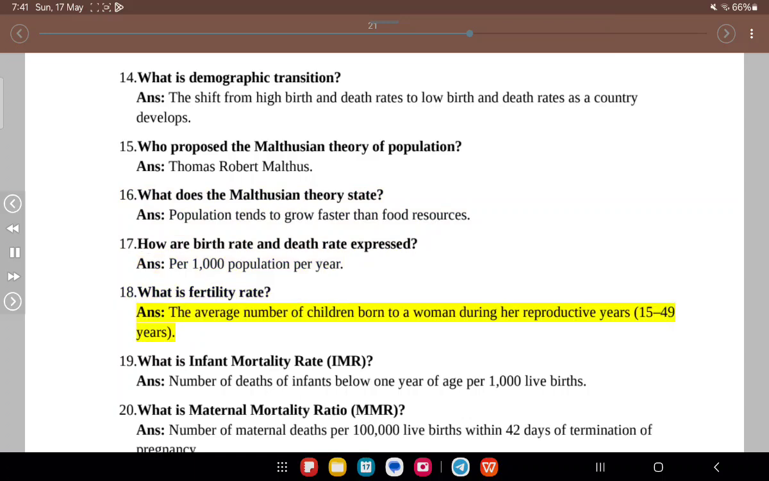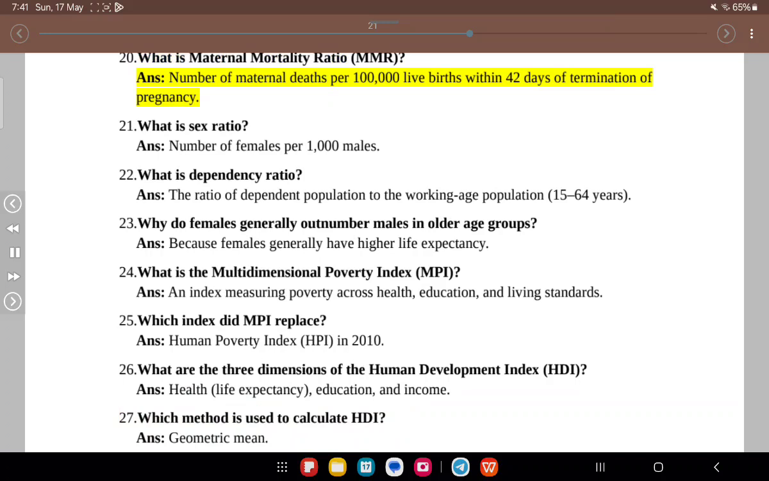18. What is fertility rate? Ans. The average number of children born to a woman during her reproductive years, 15 to 49 years. 19. What is infant mortality rate, IMR? Ans. Number of deaths of infants below 1 year of age per 1000 live births. 20. What is maternal mortality ratio, MMR? Ans. Number of maternal deaths per 100,000 live births within 42 days of termination of pregnancy.